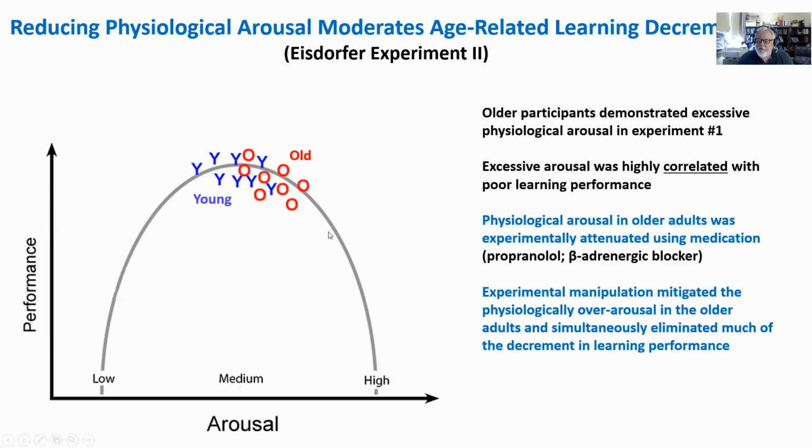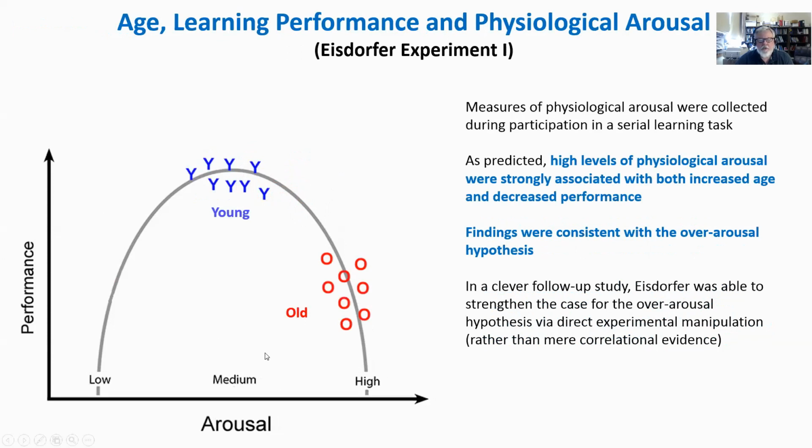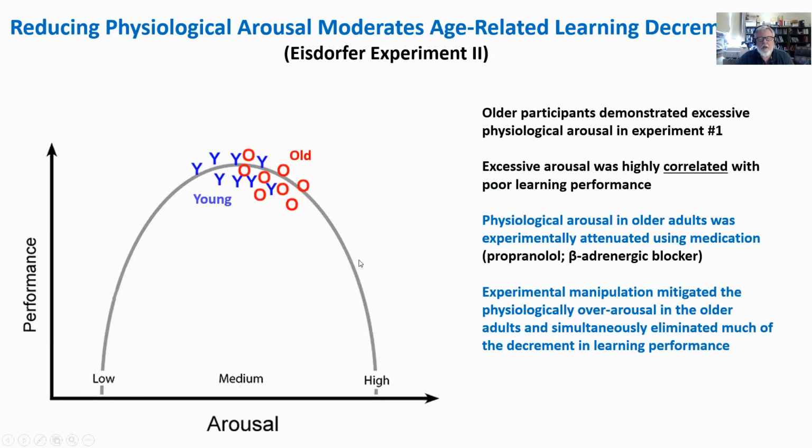As you look from the previous slide, the older person's arousal was high and their performance was low. What he found is when he gave them the drug propranolol, it reduced their level of arousal. They moved from this part of the curve more towards the sweet spot of the arousal spectrum. And simultaneously, the performance went up. Their average was still slightly less than the young people, but essentially much of the age-related decrement disappeared when he mitigated the overarousal. And this is pretty compelling evidence for the arousal hypothesis.